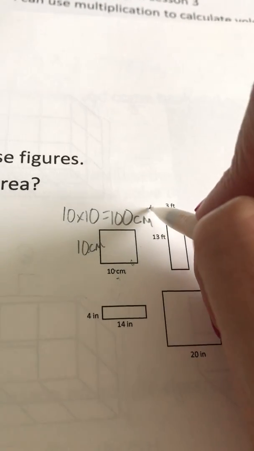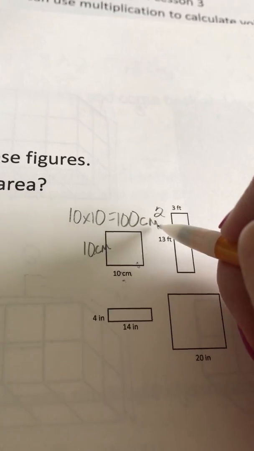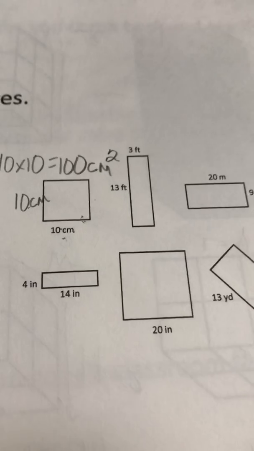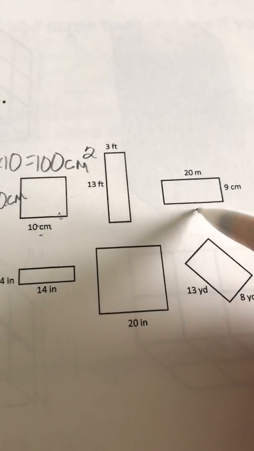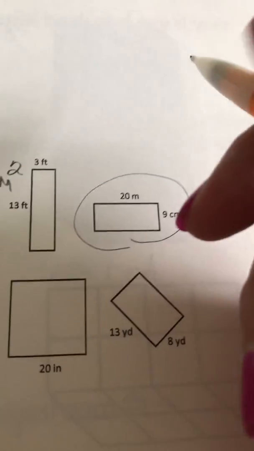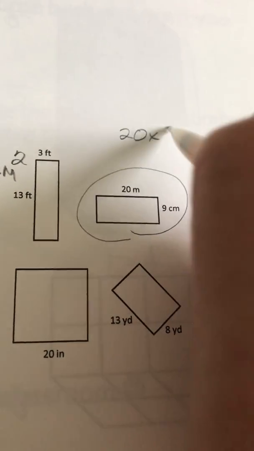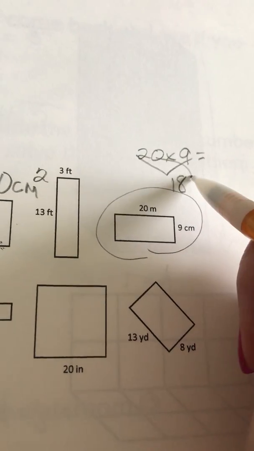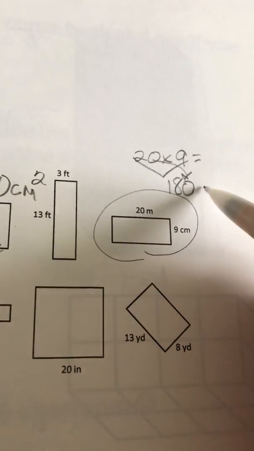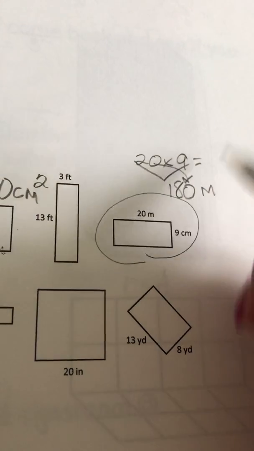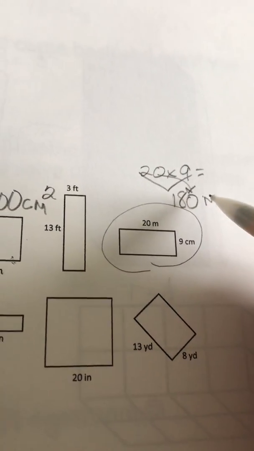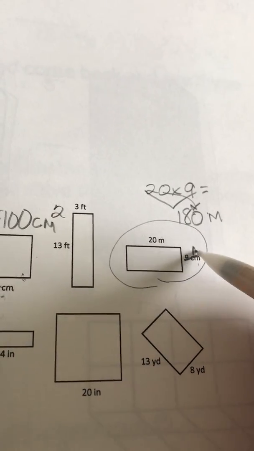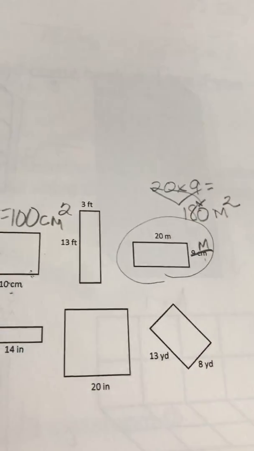So that's why we're going to write 2 here. Its area is always centimeters squared. Okay? Let's try this one. Area would be 20 times 9. 2 times 9 is 18, and tack on our 0, which would be 180 centimeters. Oh, look what they did. They put a meter and a centimeter. I just caught that. Let's make it meters squared. Okay.